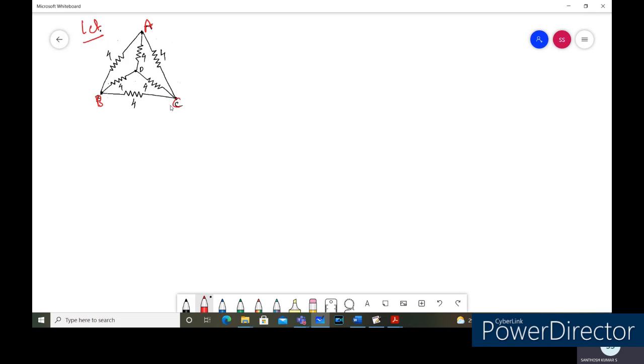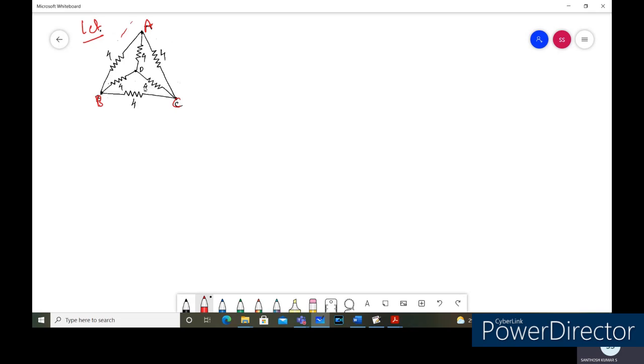So we need to apply the star-delta network transformation and reduce the network into the simplest one. There are two types of networks here. One is the delta network, the outermost one. And the innermost one is the star network.